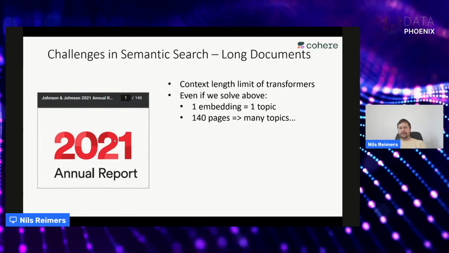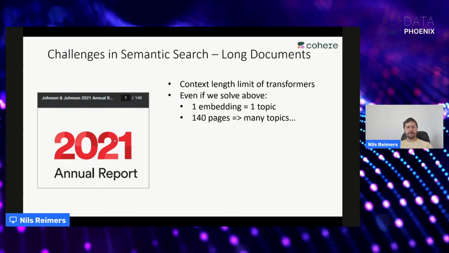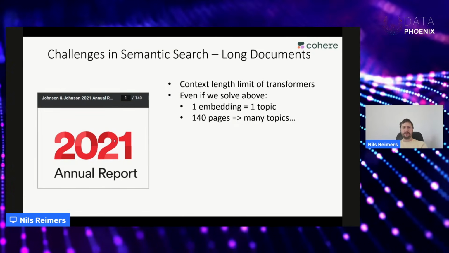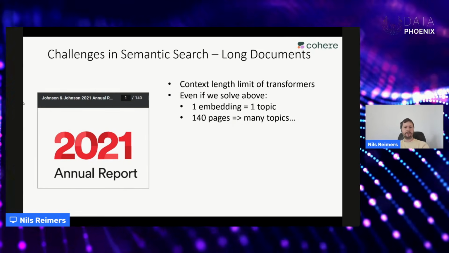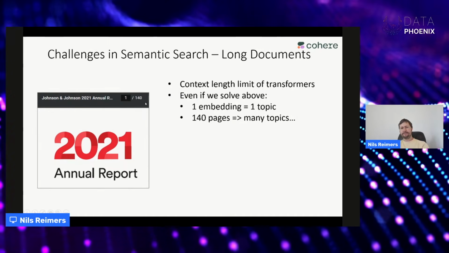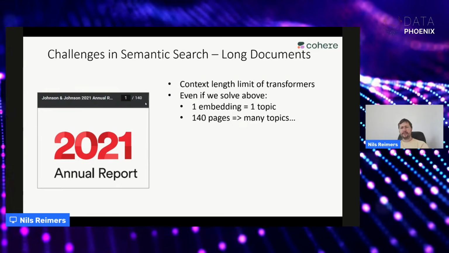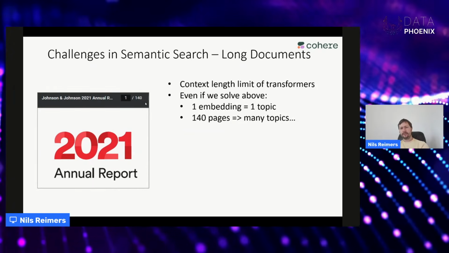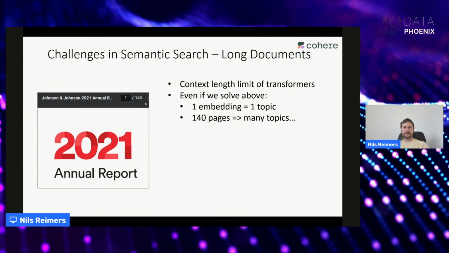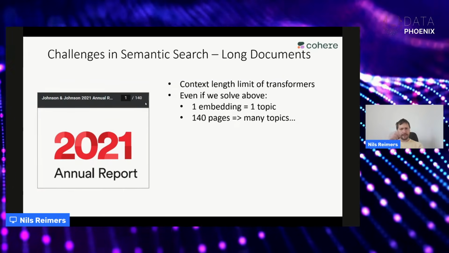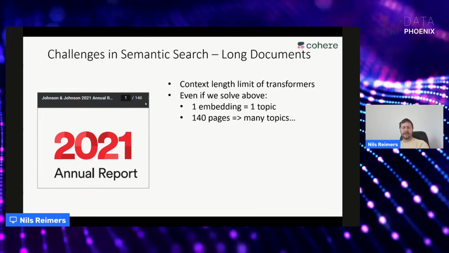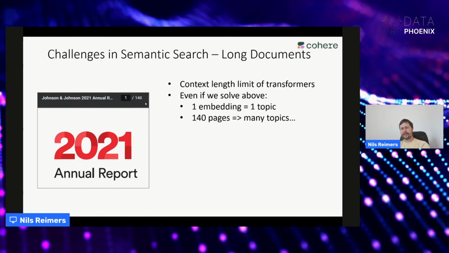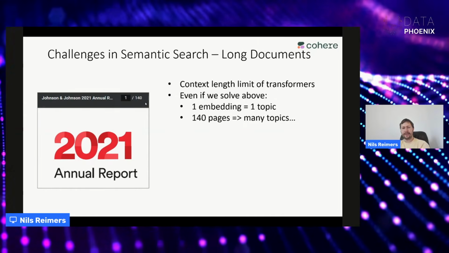Next challenge is long documents. Typically what people have is not short paragraphs, but a long document, like an annual report. Here, an annual report from Johnson & Johnson, 140 pages. On the one side, you have the context length limits of transformers. Now we're making good progress to increase the context length limits of transformers. But even if we solve this, one embedding can only encode one topic. And if you have 140 pages, there are so many topics covered in this annual report, it doesn't make sense to put this into a single embedding.